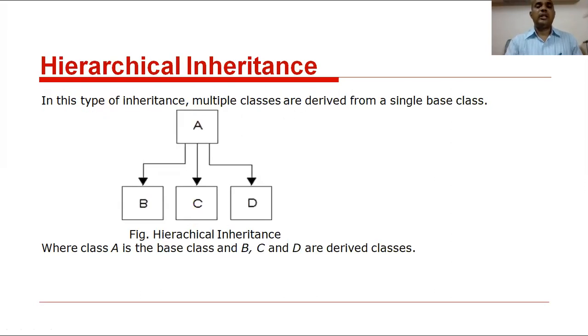Next one is hierarchical inheritance. In this type of inheritance, multiple classes are derived from a single base class. Here B, C, D are all the derived classes. These are deriving the data from class A. These three derived classes derive data from A. So in hierarchical inheritance, A is the base class and B, C and D are derived classes. This is called hierarchical inheritance.